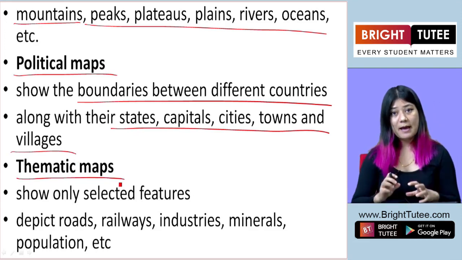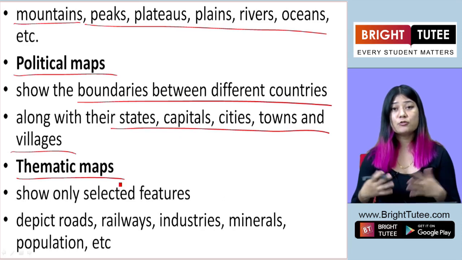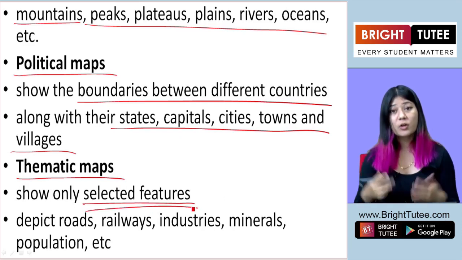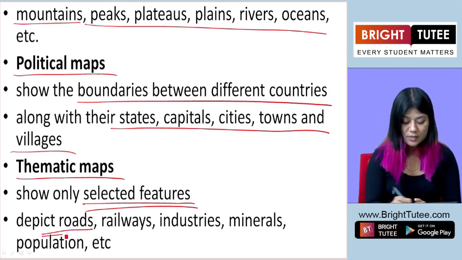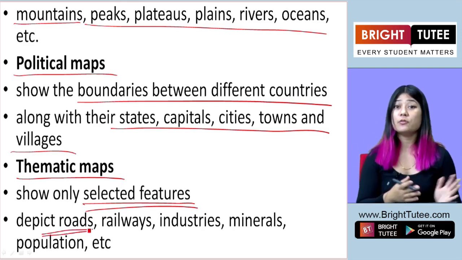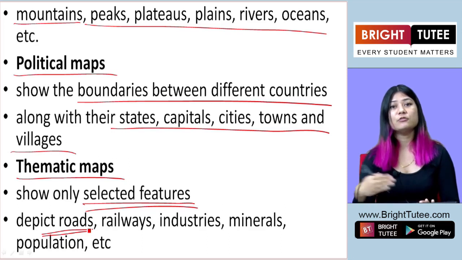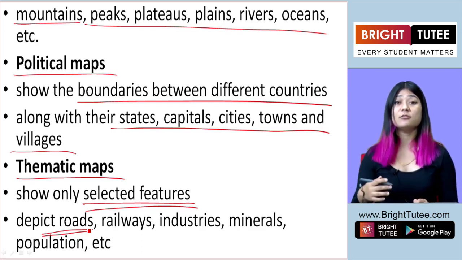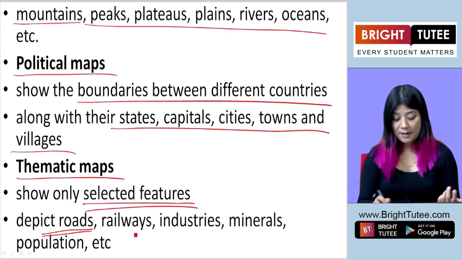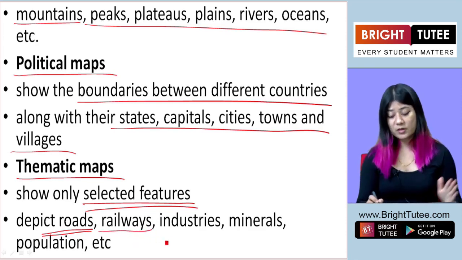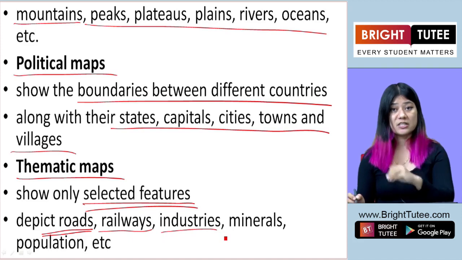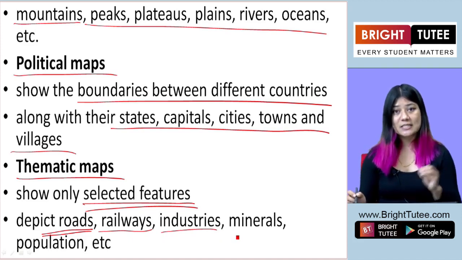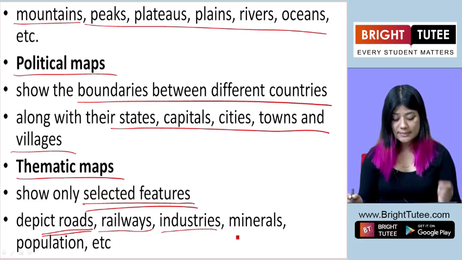Now this kind of map shows specific or selected features only. What features? Like roads. Some maps will only show you the roads that run through the country, the state, the world. Some maps only show the railway network, some only show industries located in different parts of the state, district, city, country, world, etc.